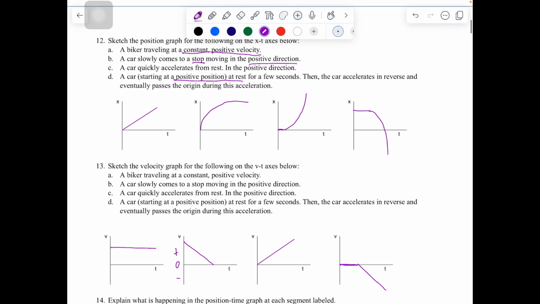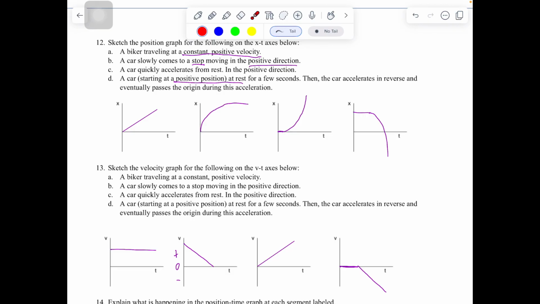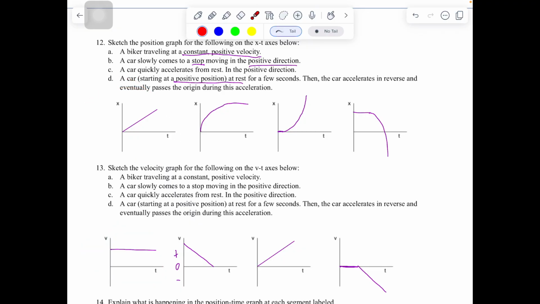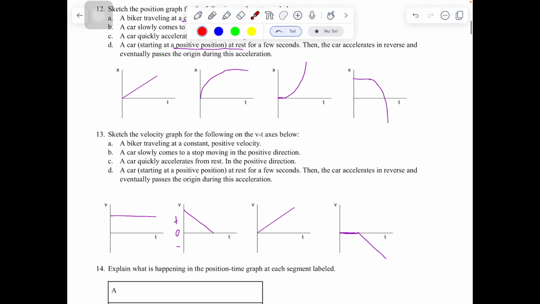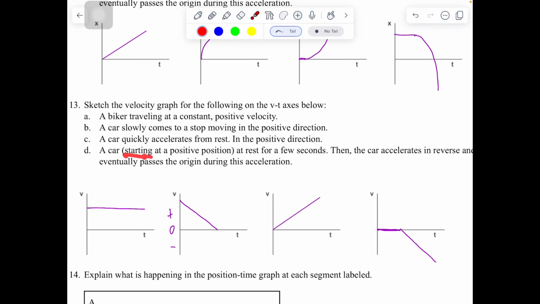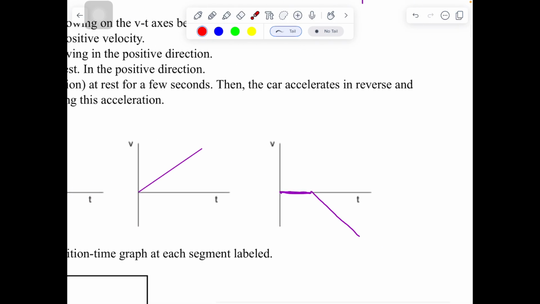Notice how 12 and 13 are synced up, right? Graph A and graph A, these are the same motion. The graphs look very different. B and B, same motion represented by very different looking graphs. You might ask Mr. Rosauer, in D, where did you include starting at a positive position? Where did you include passing the origin? Well, on a velocity time graph, you actually cannot include starting at a positive position. There is no place for position on a velocity time graph.